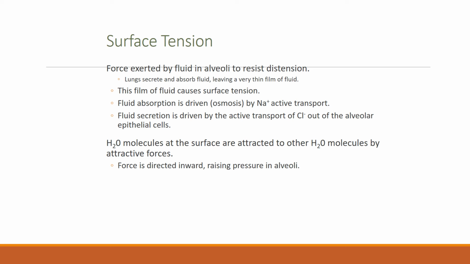And the last variable to factor in with the lung function is surface tension. And so this is the force that's exerted by a fluid in the alveoli to resist distension. And so the lungs will secrete and absorb fluids and leave a very thin film. And so this is what causes that surface tension. The fluid that is absorbed is going to be driven by osmosis by active sodium transport, and fluid secretion will be driven by active transport of chloride into alveolar epithelial cells.